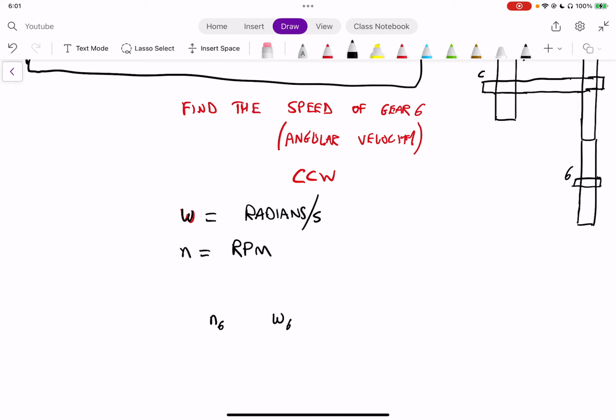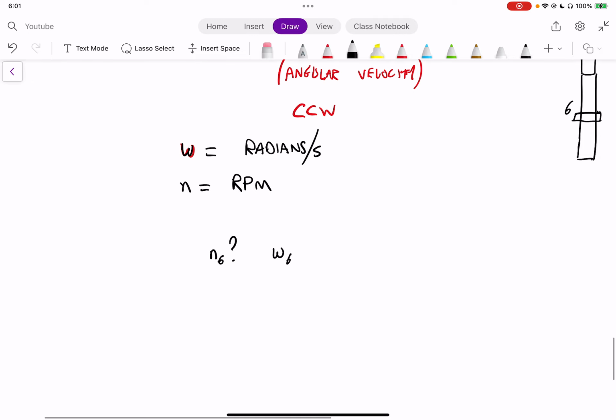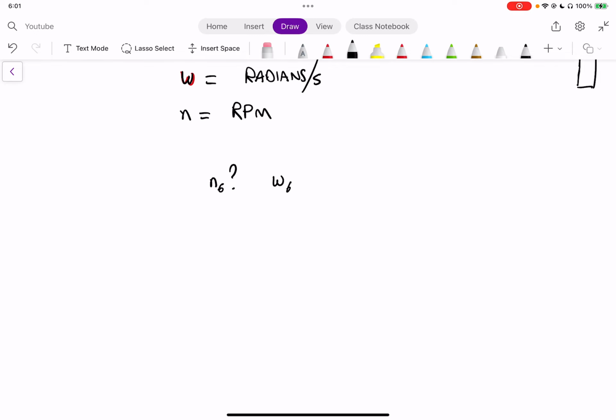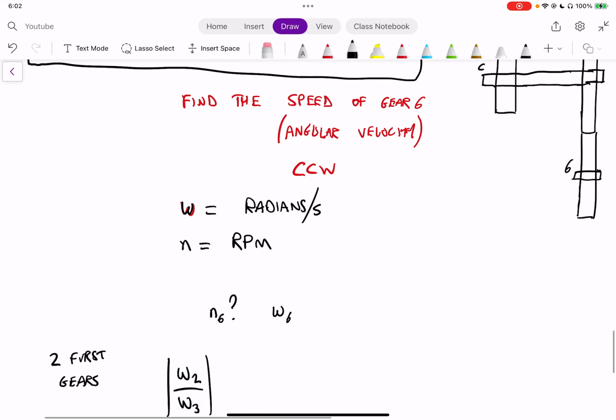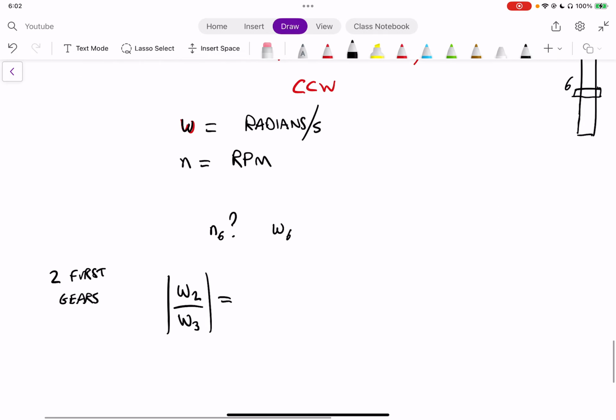Going from here, we need to find n6 or omega 6. Let's go with n because RPM is easier for now. So we can write our governing equation. Let's look at the first two gears. For the first two gears, we can say that omega 2 over omega 3, because we start with number 2, is equal to N3 over N2.